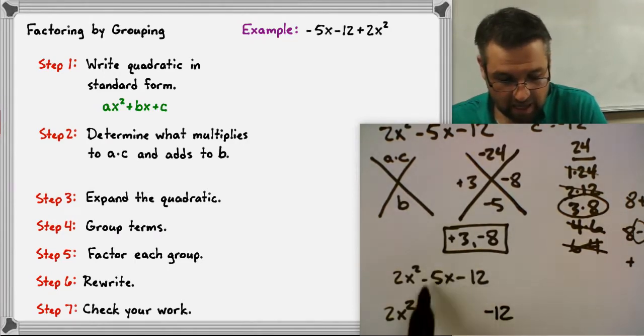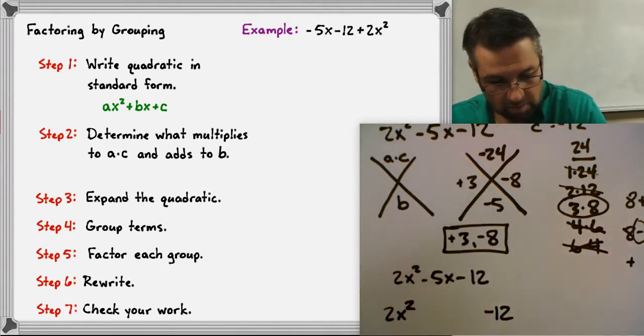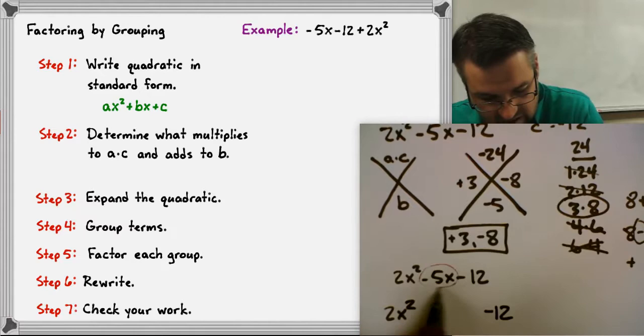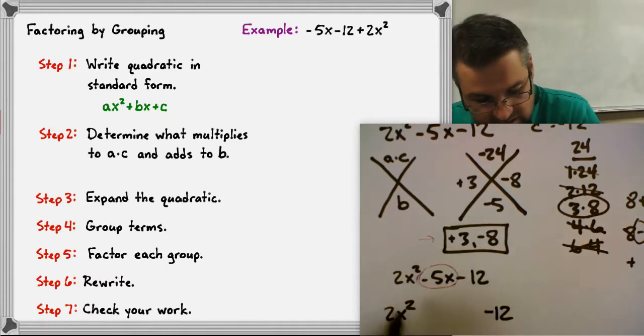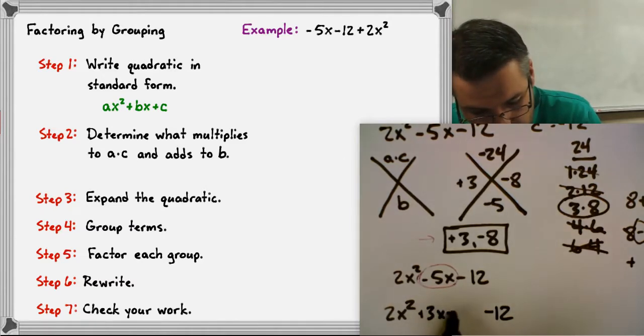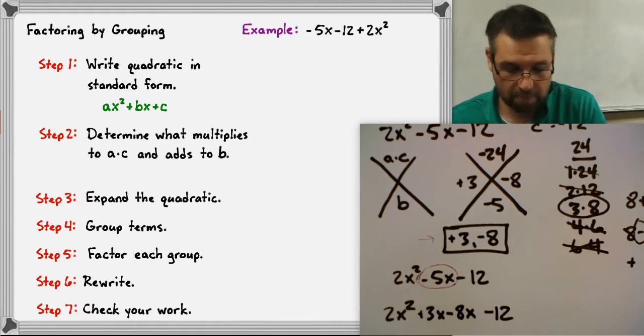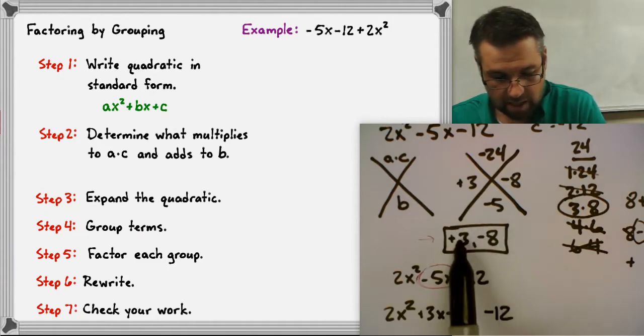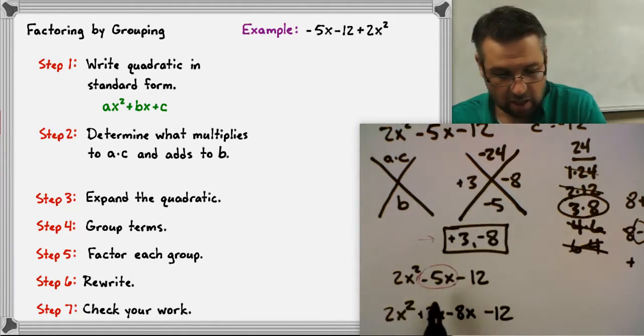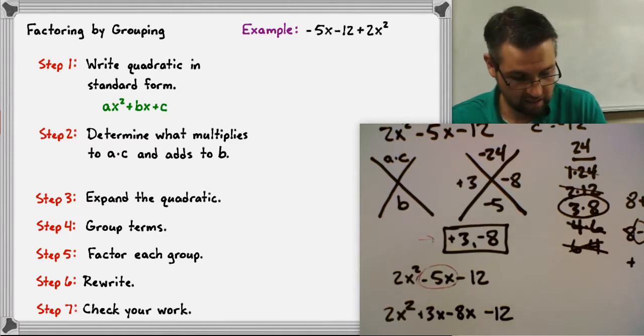But we're going to expand this middle term. So we're going to replace this middle term, this negative 5x, with something that's equivalent using the two numbers that I got here. So this is going to say plus 3x and minus 8x. Okay, where did I get that? Well, I want these two things to add up to negative 5x. 3x and negative 8x do make negative 5x when I combine them. And I got them from here, 3 and negative 8, 3x and negative 8x. So we just replace the middle term with the two terms that we got from our x box. Okay, so that is expanding the quadratic.